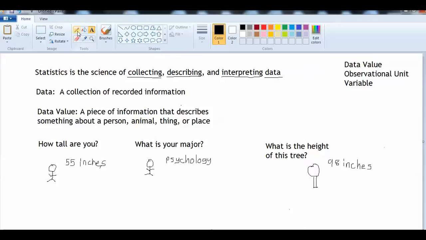So this 55 inches is describing a person right here. Psychology is describing this person because the person is the psychology major. And 98 inches is describing the height of this tree. So every data value has a person or thing or animal or place that it describes. And there's actually a term for that, which is observational unit.